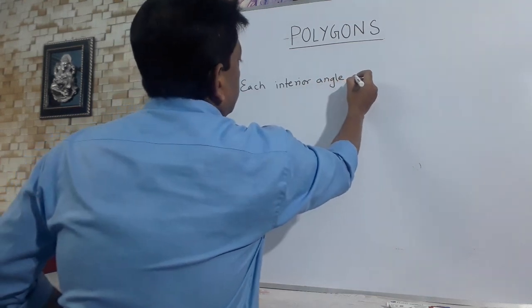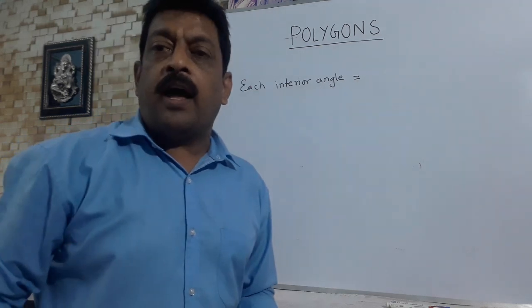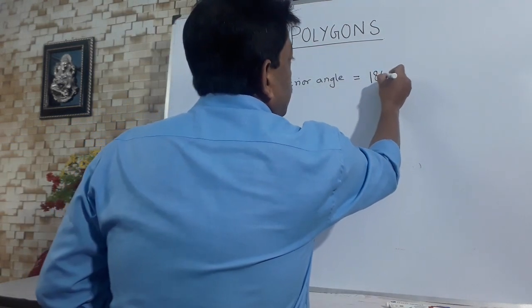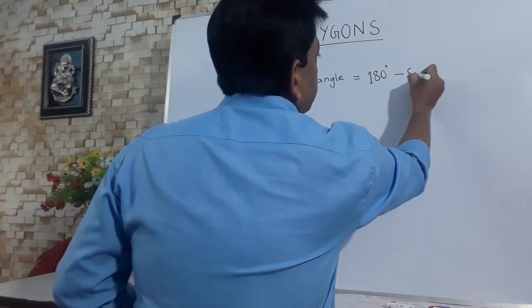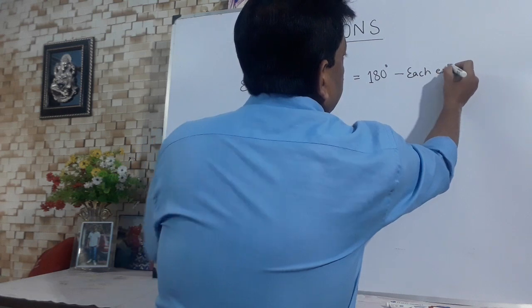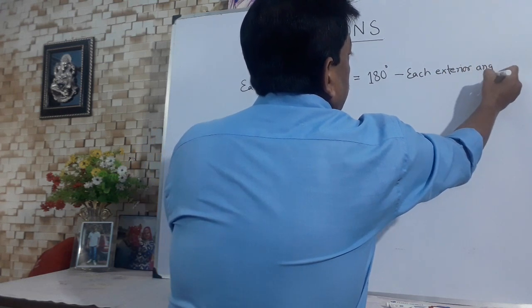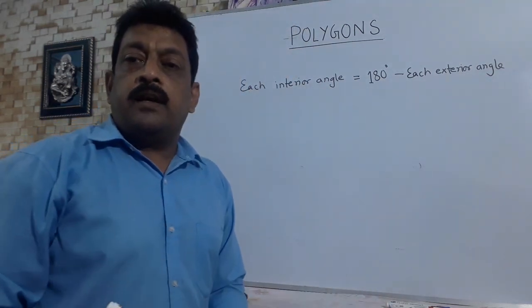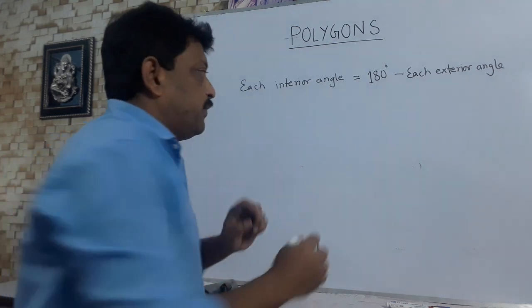How to find the measure of each interior angle? If the exterior angle is known, then we can use this formula: each interior angle is equal to 180 degrees minus each exterior angle, because the interior angle and the exterior angle together form a linear pair.